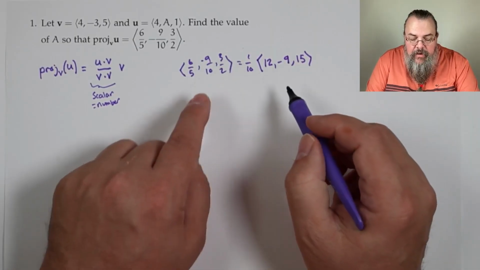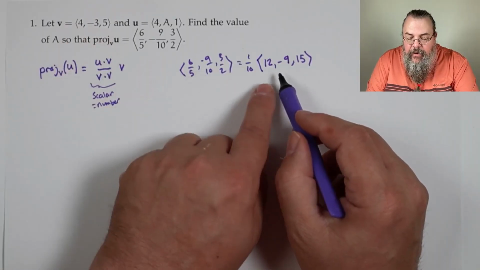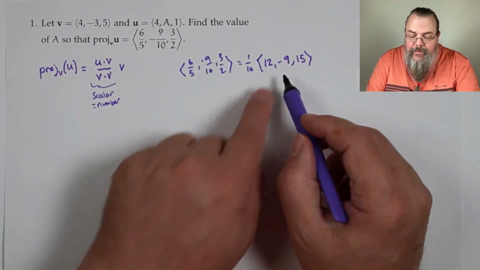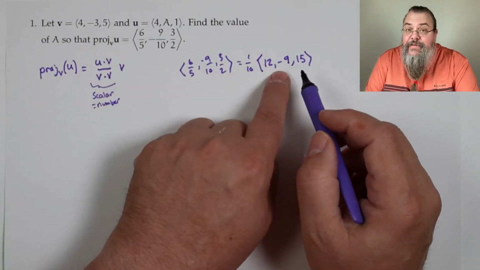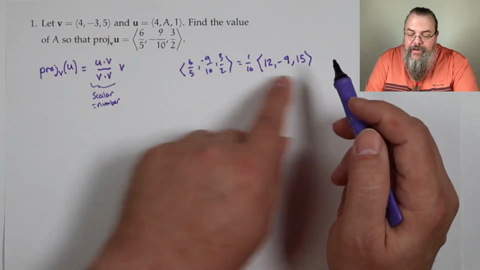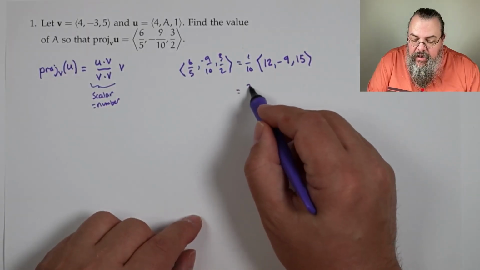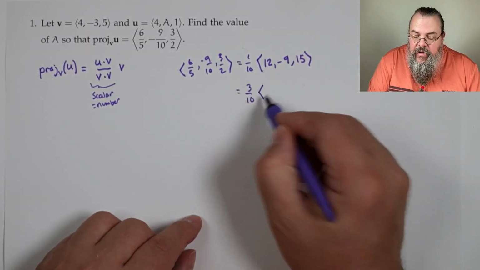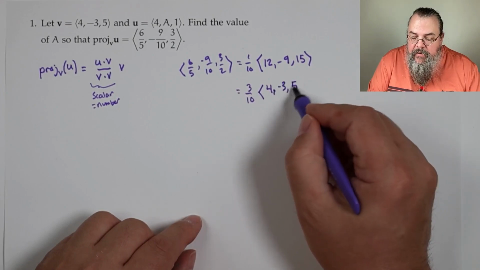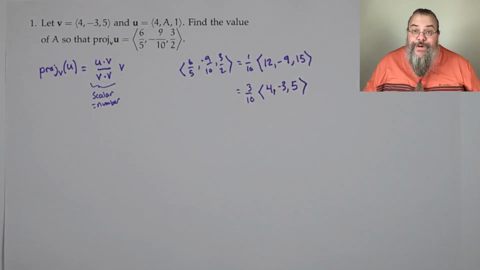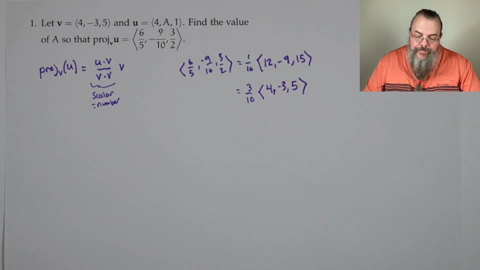And I say, okay, well, that's a lot closer. And then I see now, pull out a factor of 3, right? Because 12 divided by 3 is 4. -9 divided by 3 is -3. 15 divided by 3 is 5. So we say, okay, so this is 3/10 of 4, -3, 5. Perfect. All right, now this helps a lot.